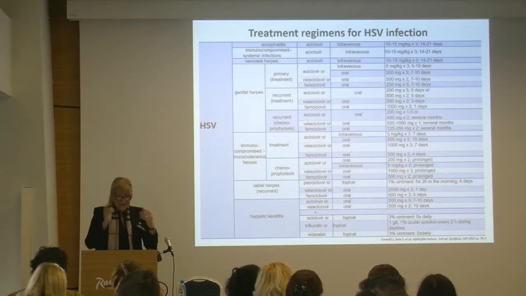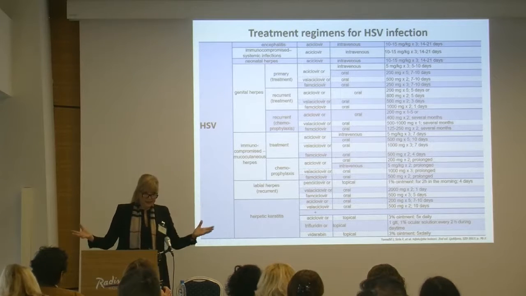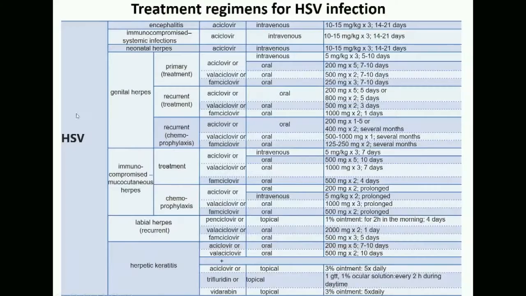As you see, these are the guidelines that we have in Slovenia. However, they are made according to the international guidelines. The usual drugs are named here, and the dosage and mode of administration you can see here. There are different schemes for herpes encephalitis, for immunocompromised patients with systemic infections, and for immunocompromised patients with mucocutaneous herpes. Usually you treat them with oral administration, whereas of course for systemic infection in immunocompromised patients you would give intravenous treatment. There are different schemes for neonatal herpes.